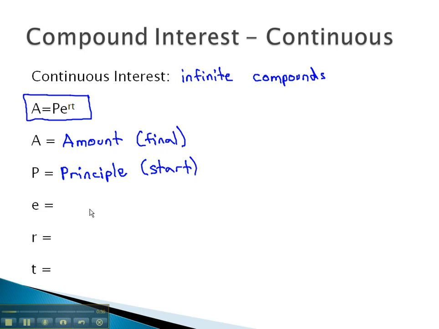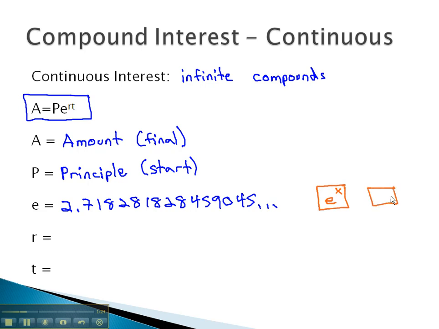e, this new variable, is actually a constant, similar to recognizing pi as 3.14159. We can recognize e as the constant 2.718281828459045, and going on with no pattern or repetition. Fortunately, our calculators have an e button on them. You'll either see a button that says e to the x, or you might see a button that says LN with a small e to the x above it. If that is the case, you'll need to hit a shift or second key in order to select e to the x.